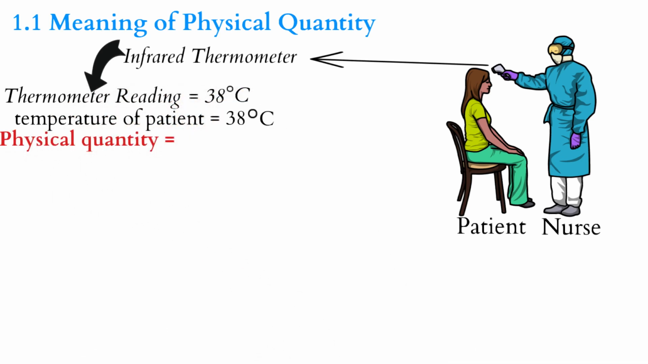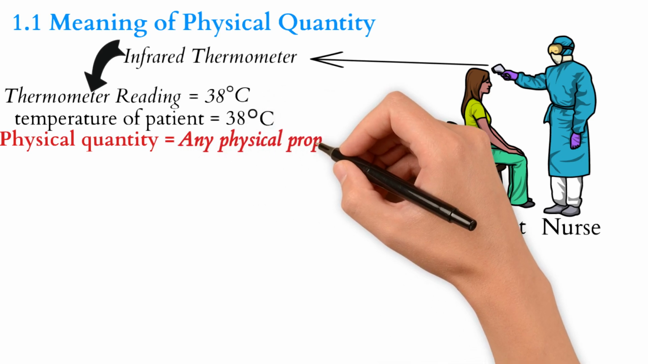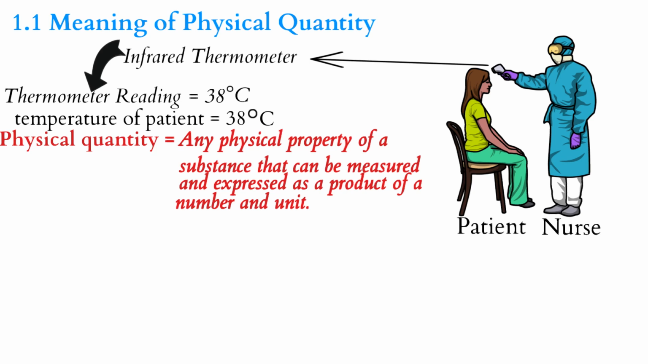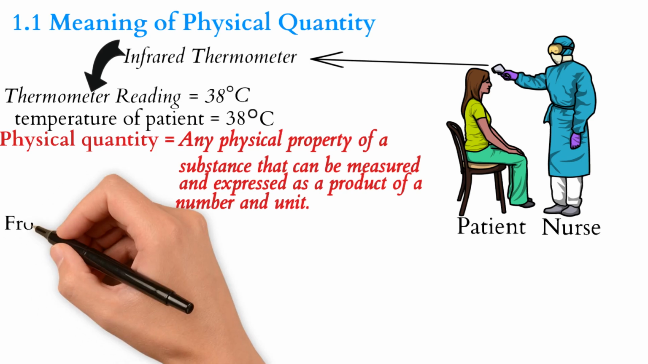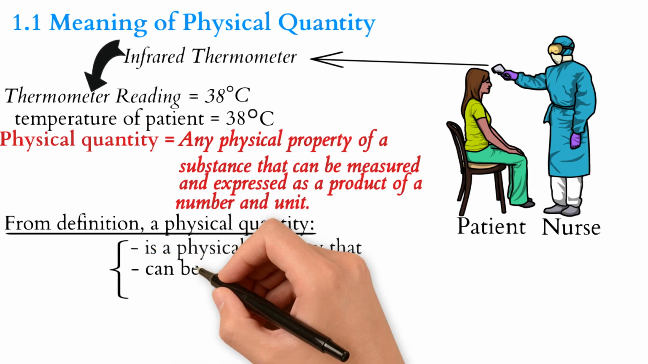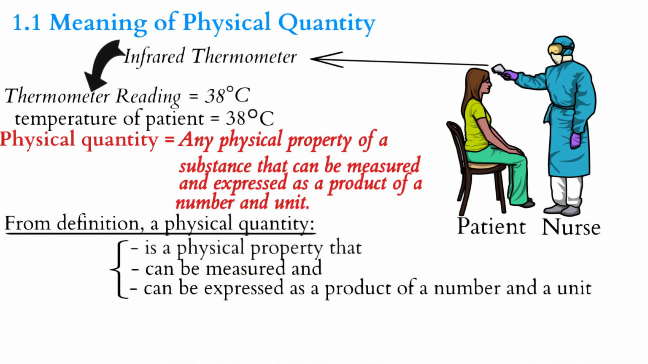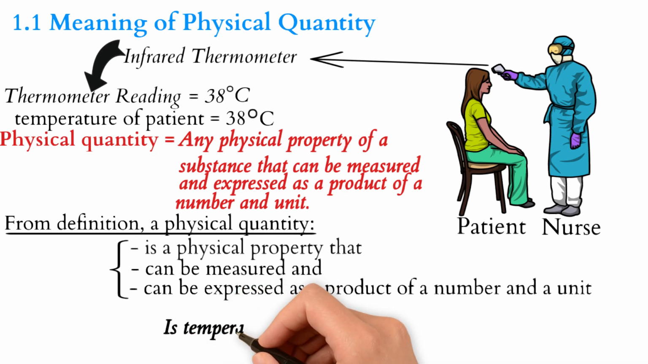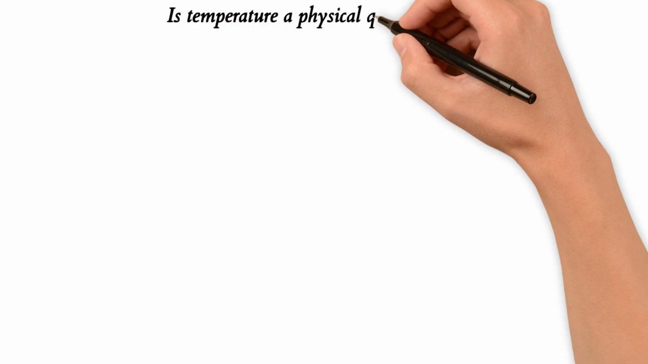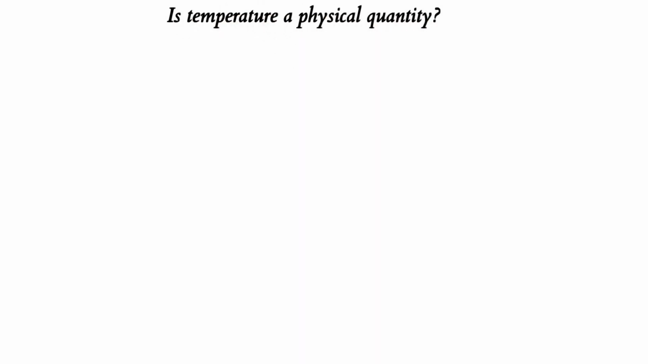A physical quantity is any physical property of a substance that can be measured and expressed as a product of a number and unit. From the definition, a physical quantity, number one, is a physical property. It can be measured, and can be expressed as a product of a number and a unit. So the nurse used the thermometer to obtain the temperature of the patient as 38 degrees Celsius. Is temperature a physical quantity? To answer this question, we are going to examine the measured temperature of the patient's body in the light of the definition of a physical quantity.